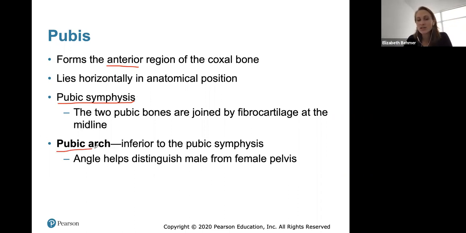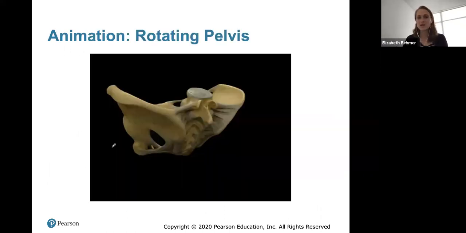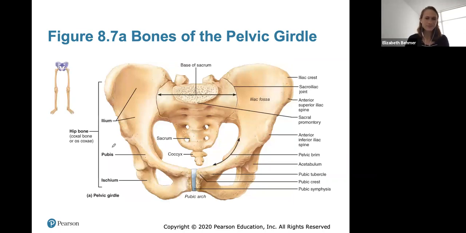And the pubic arch is inferior to the pubic symphysis. The angle of the pubic arch, whether it's very wide for a female or narrow for a male, helps to distinguish the pelvis of males and females. So here's a great animation of the rotating pelvis. Please watch these. They'll be a huge help for your lab exam too.